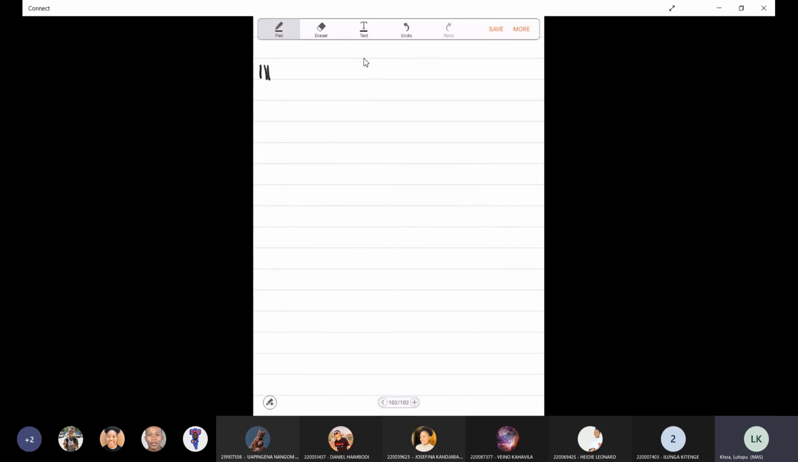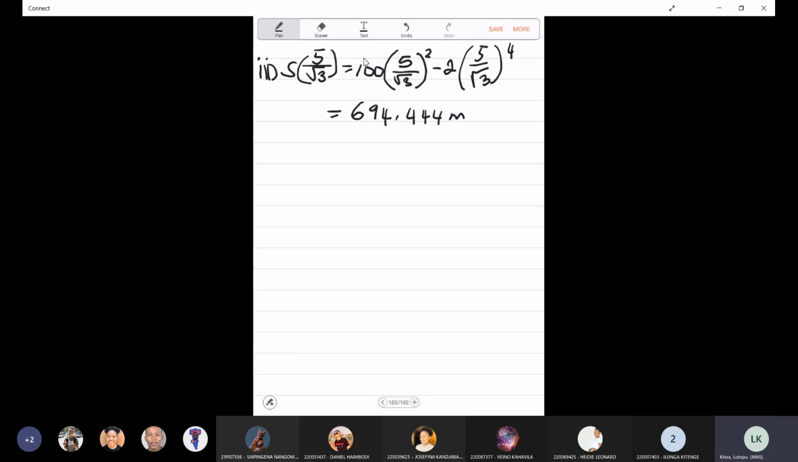And number 3. So 5 over the square root of 3. This is 100 times 5 over the square root of 3 squared minus 2 times 5 over square root of 3 to the power of 4. So that, just type in on your calculator. What did I get? 694.444. And then this is meters. Leave our answer to 3 decimal places.